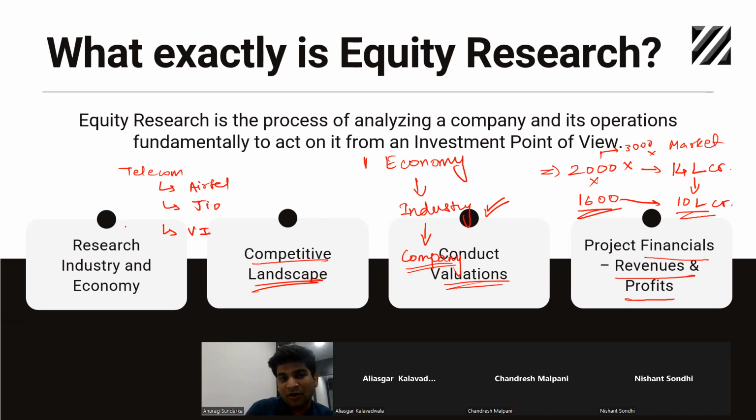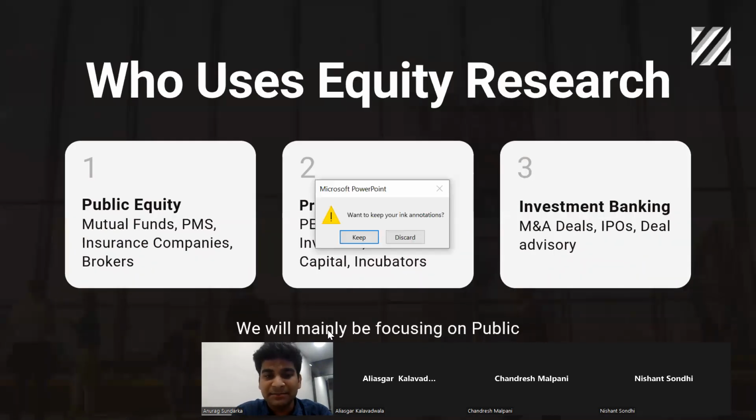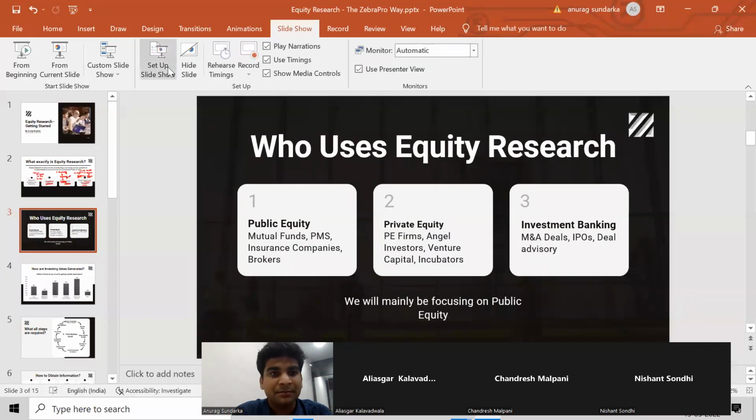So this is what equity research does. The process of going through annual reports, talking to people, going to a few Jio stores, talking to a few Jio customers, Airtel customers, this process of collecting data and analyzing it from an investment point of view is called equity research. And this is what we'll be talking about today in greater detail. So very quickly, let's move on. Meanwhile, if any of you have questions, just keep putting them up.